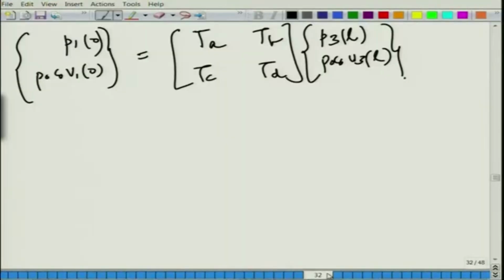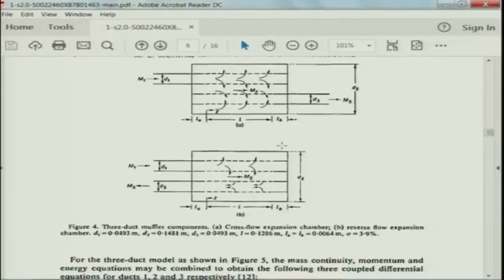So far we have considered a cross flow expansion chamber, but if you recall, we also have another configuration where we just slightly change the boundary condition. So instead of the flow going somewhere like this, it reverses. Such a configuration is called a cross flow reverse expansion chamber.